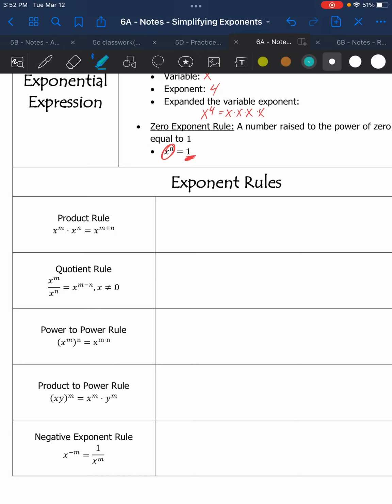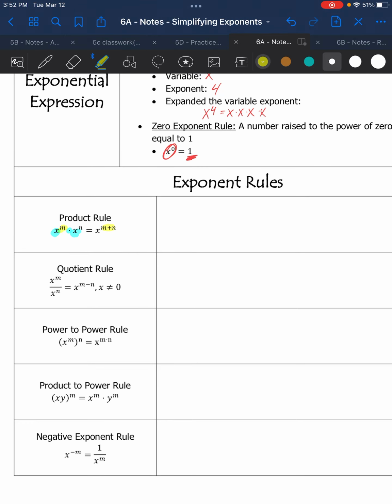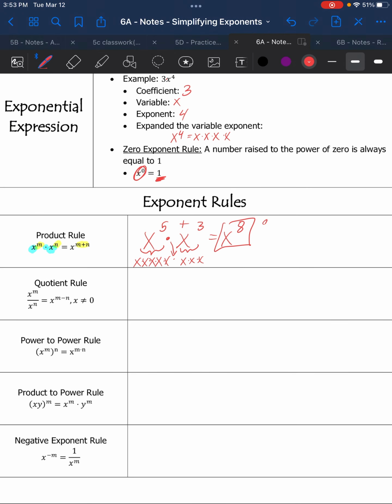Product rule. So product rule means when you have like bases, what you're doing to the exponents with multiplication is you are going to be adding the exponents, so m plus n. So an example of this would be like x to the fifth times x to the third. Well, you can actually write this out if you want. 1, 2, 3, 4, 5 x's multiplied together. Bring that multiplication down, and then the x to the third means 3 x's multiplied together. Well, how many x's is that multiplied together? That is 8. So really all you have to do is just add those exponents. And that's the product rule.